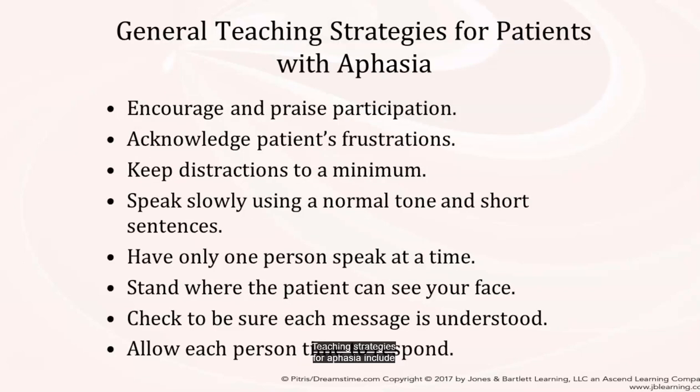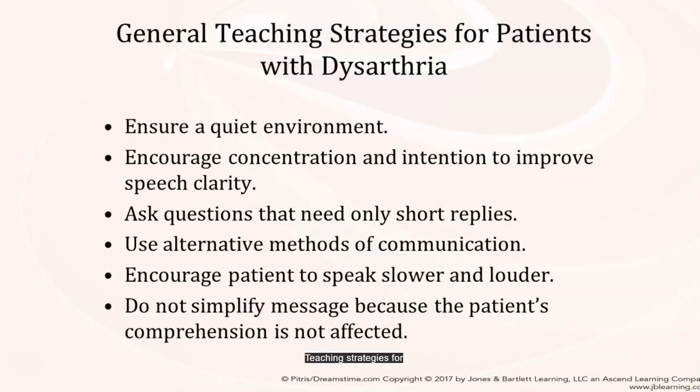Teaching strategies for aphasia include acknowledging the patient's frustrations, speaking slowly in a normal tone, allowing time for response, and allowing the patient to see your face. Teaching strategies for dysarthria, which is impaired nerves or muscles associated with eating and speaking, include ensuring a quiet environment, asking questions that need only short replies, and using alternative methods of communication.